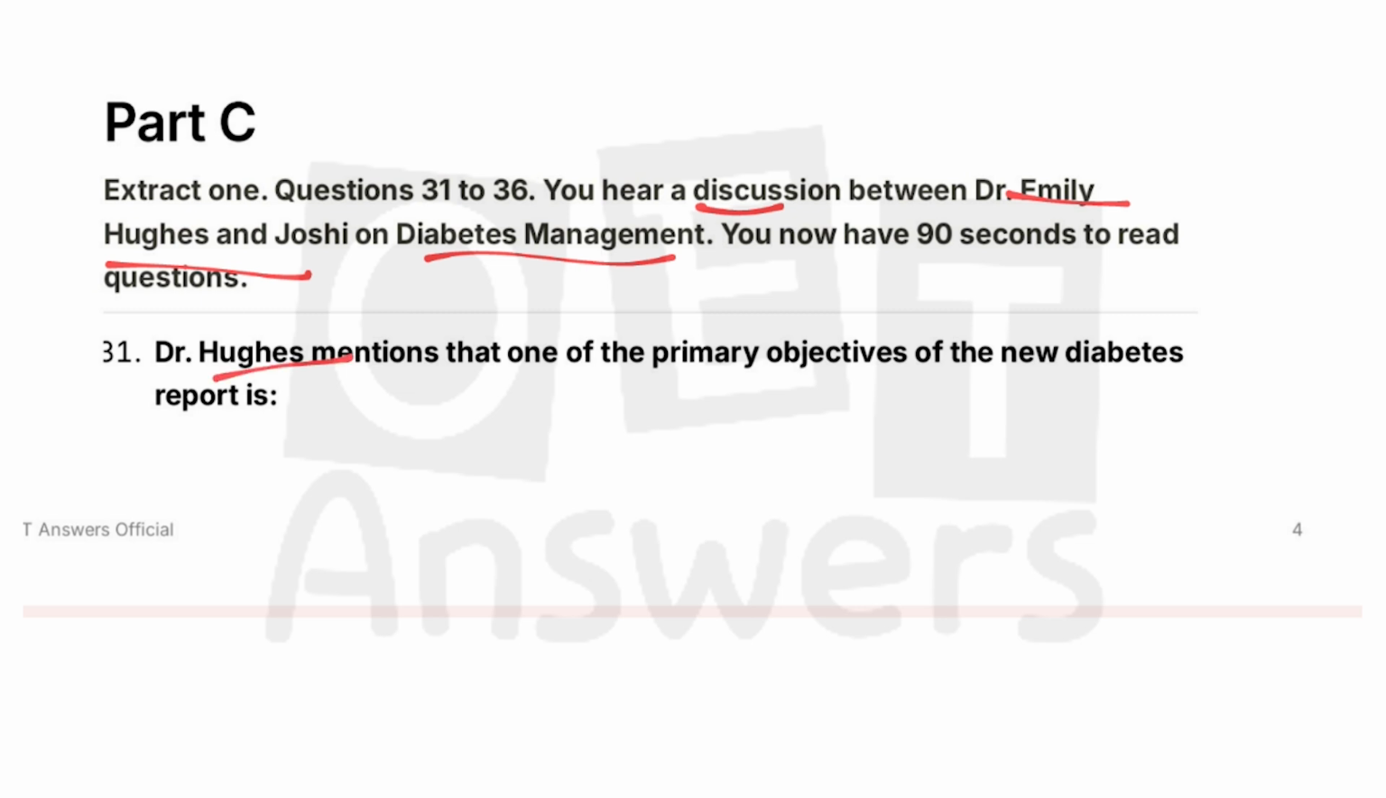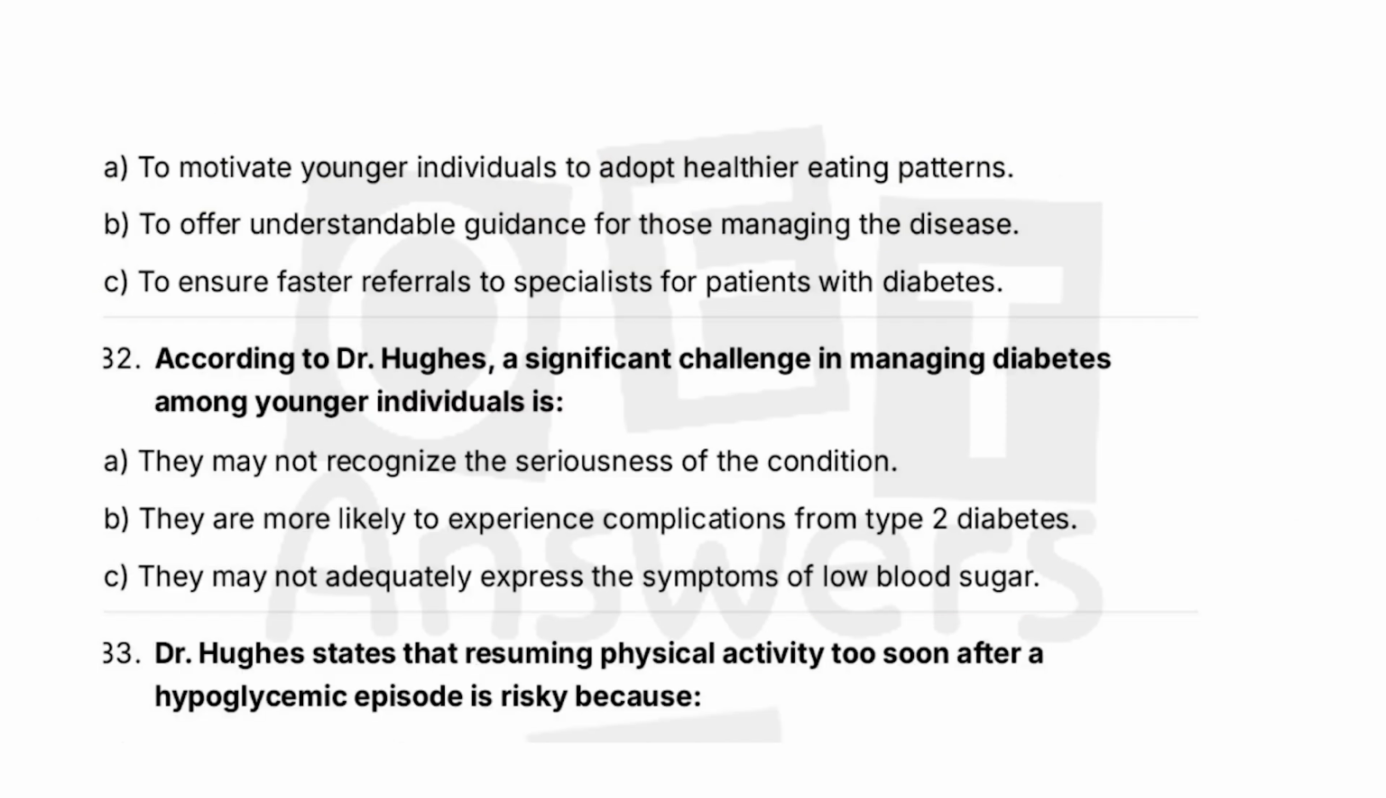So what kind of information are you listening for? You underline what Dr. Hughes mentions. Then the second task is to motivate younger individuals to adopt healthier eating patterns. Why am I reading this? Because your second task is to scan the answer options. So the next 45 seconds will be provided for you to read all the options. Got it? So in the second task, what do you have to do?